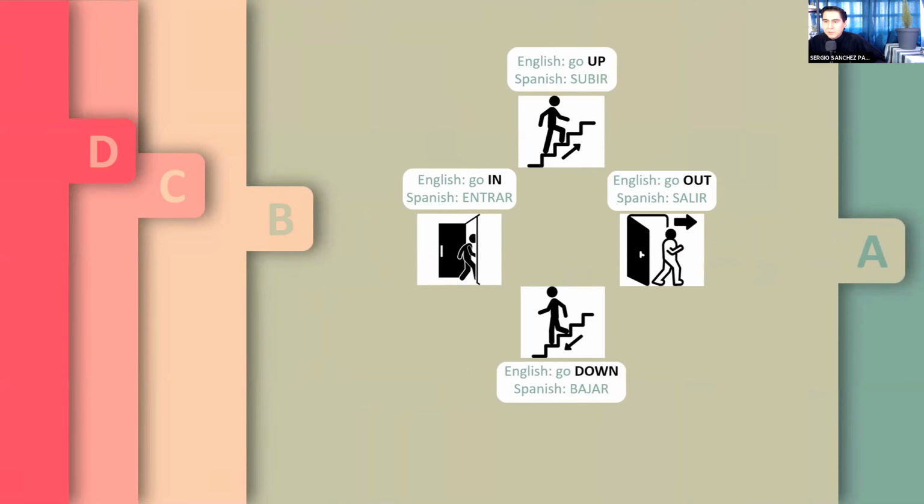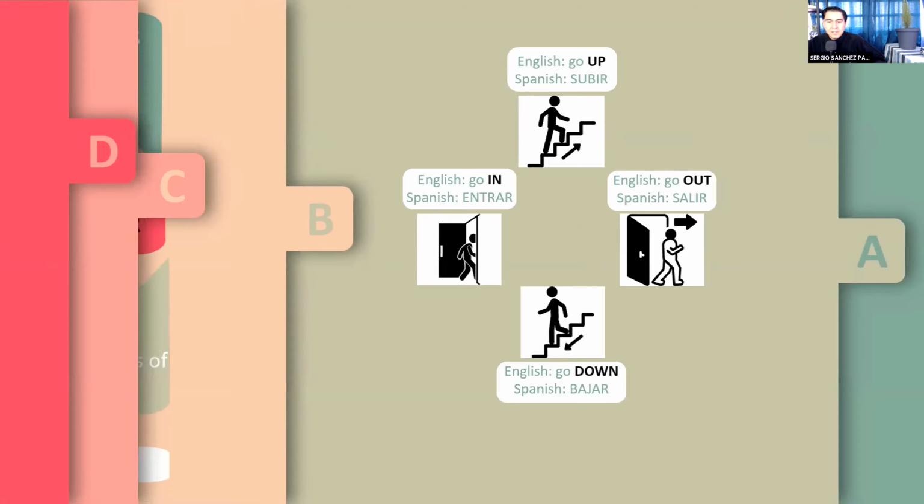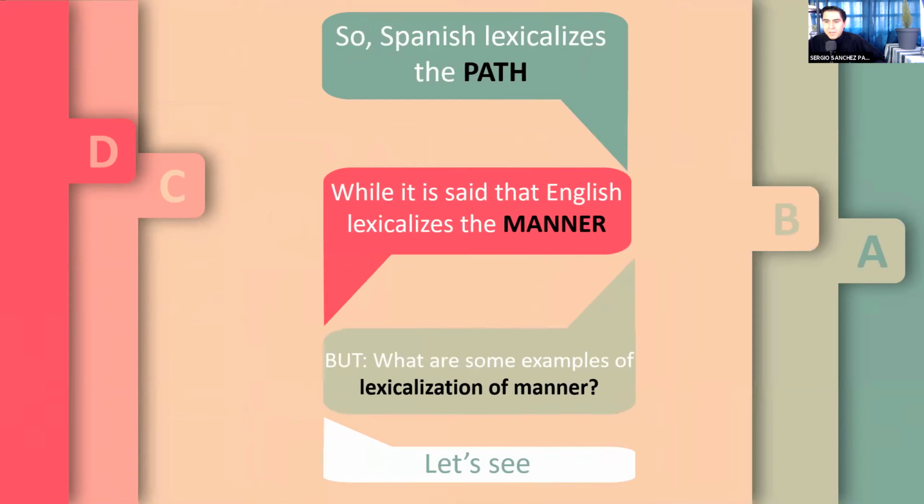Here we have some examples. We have go up, go down, go in, go out. So the path is expressed via a satellite: up, down, in, and out, whereas in Spanish we have the verbs subir, bajar, entrar, and salir. These verbs lexicalize the path. It is not expressed via a satellite. So Spanish lexicalizes the path, while it is said that English lexicalizes the manner.